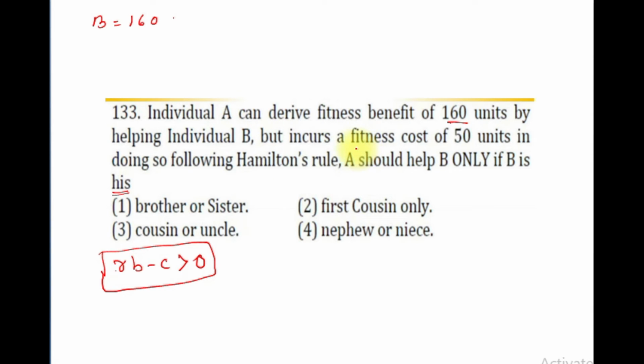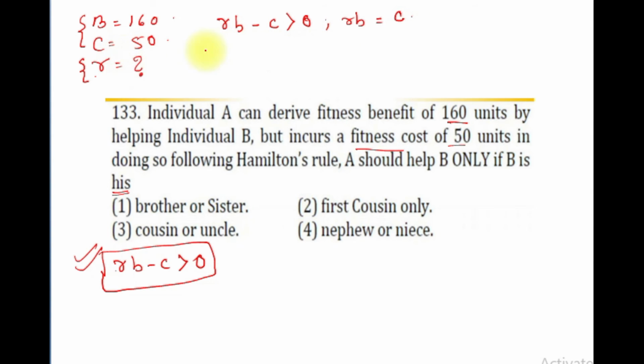Here the fitness cost is 50 units. That means C equals 50. We have to find r. As we know the formula, if we have the values of two, we can find the next one. So let us put here the values: rB minus C is greater than 0, or rB equals C.